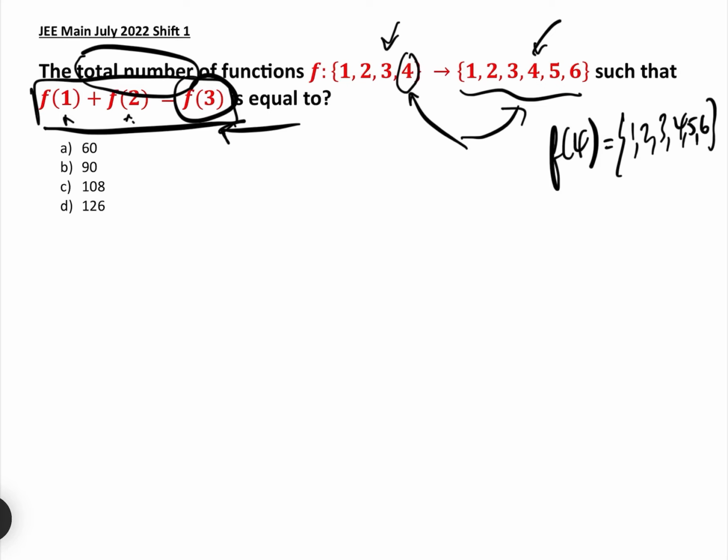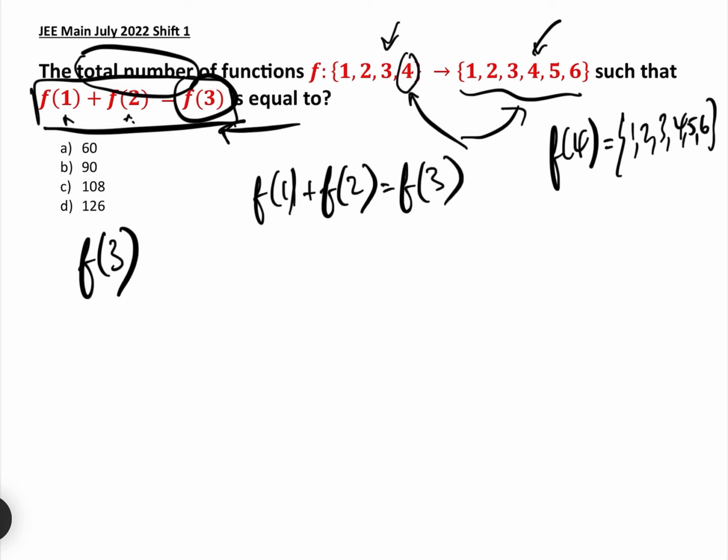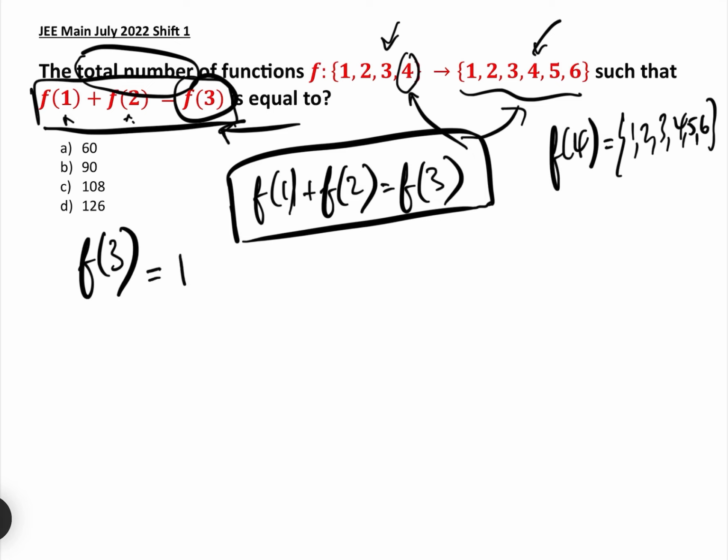Okay, so first of all, let's have a look at f3. Well, f3 cannot map to 1, so it's f1 add f2 equals f3. That's the constraint that we're dealing with. Well, f of 3 clearly cannot map to 1, because if f3 maps to 1, what are f1 and f2 going to map to? The minimum that they can map to is 1, and 1 plus 1 is 2, so f3 cannot possibly be equal to 1.